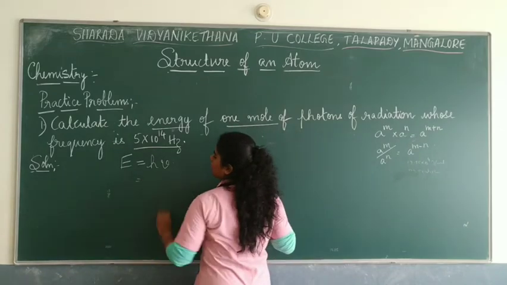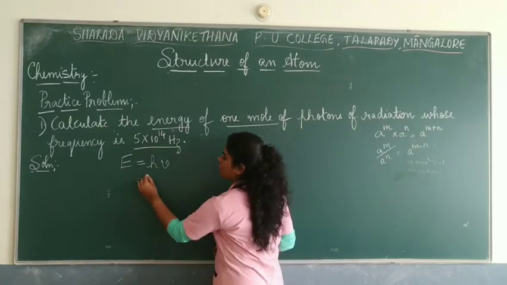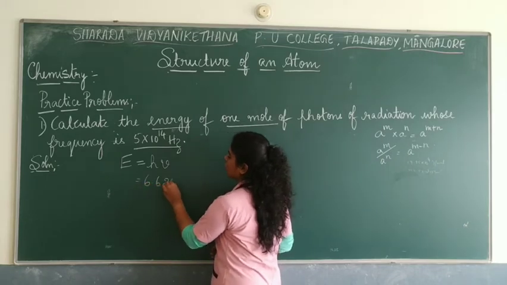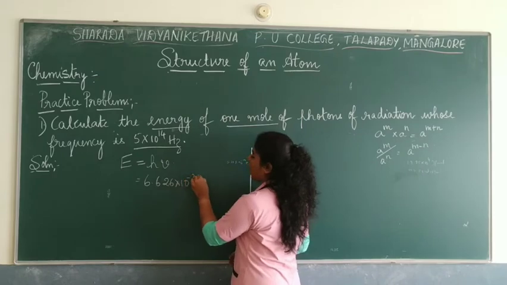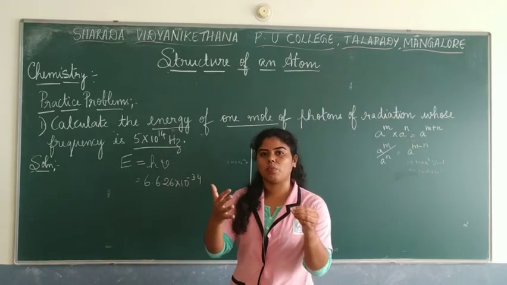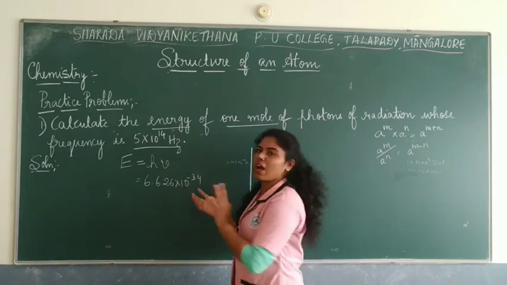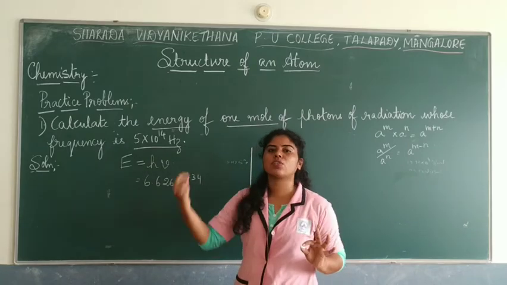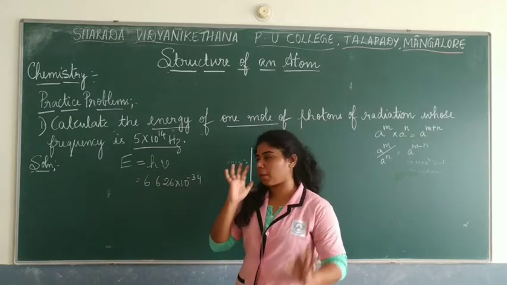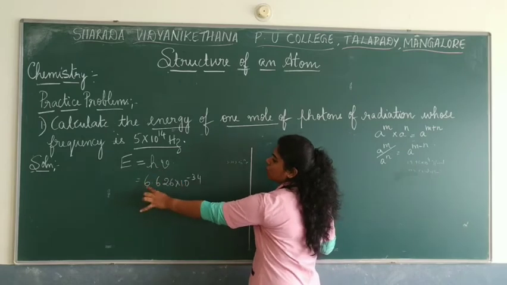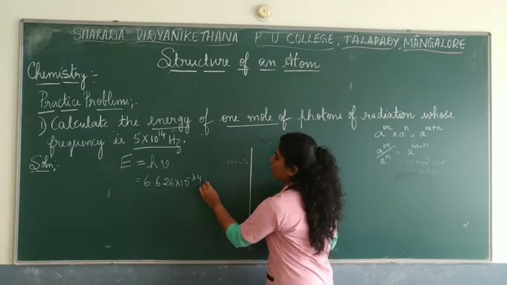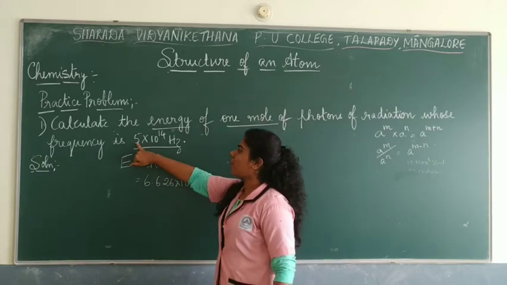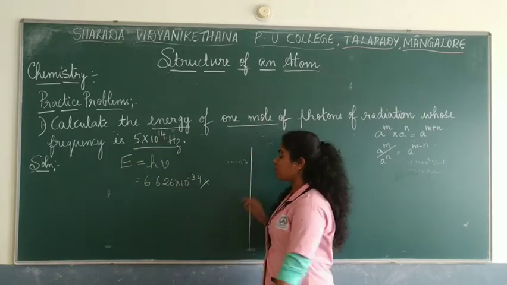Okay, so let us substitute here. h is Planck's constant, 6.626 into 10 to the power minus 34. Now when I am doing this, I don't want you to sit and keep watching. You also have to try it. Then only will you get to know the calculations, or else you will be stuck. So continue with this. h is 6.626 into 10 to the power minus 34, and the frequency is given. How much is it? 5 into 10 to the power 14.